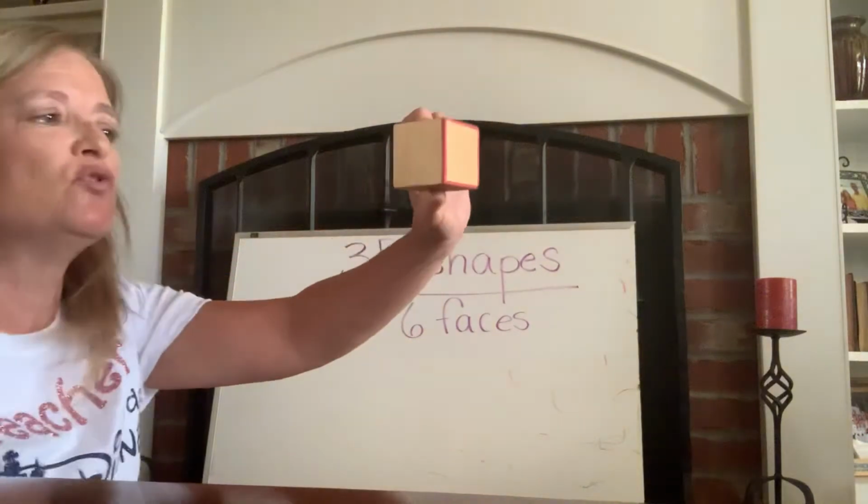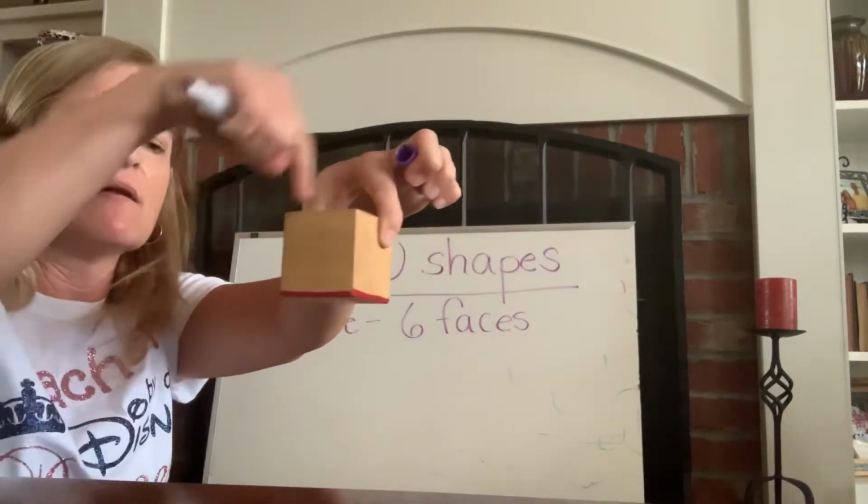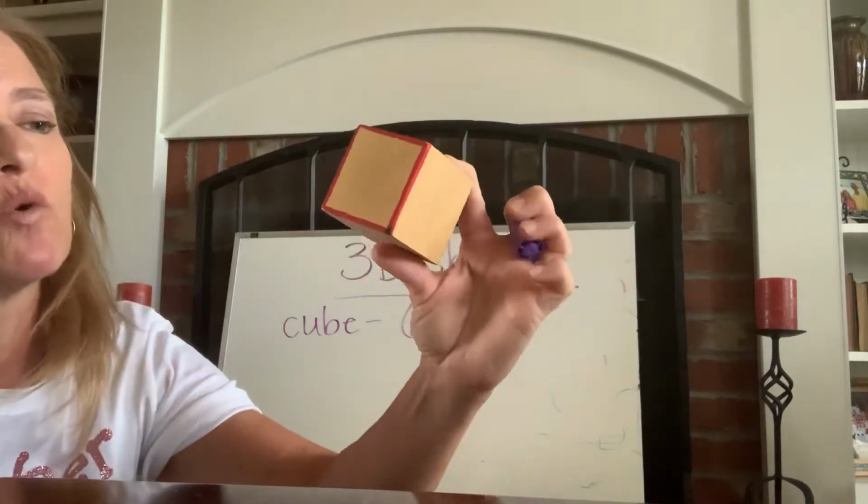So if I needed to draw a square, I could use a cube and I could trace around the bottom and I would have a perfect square. Every face is a square.